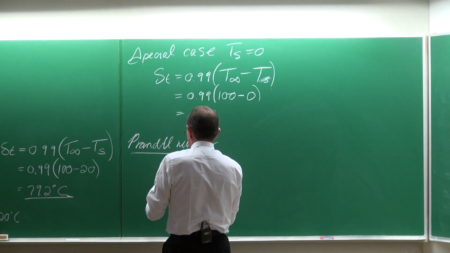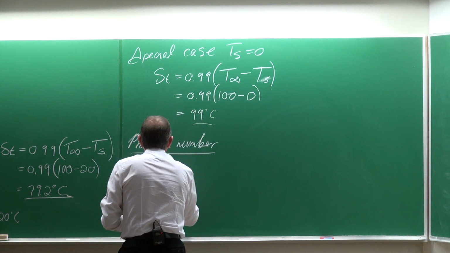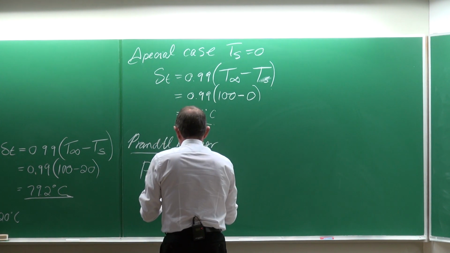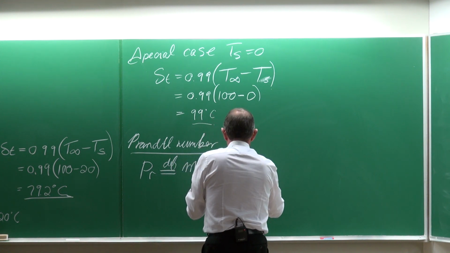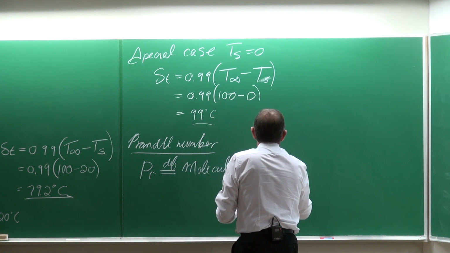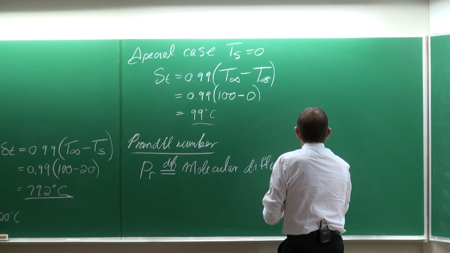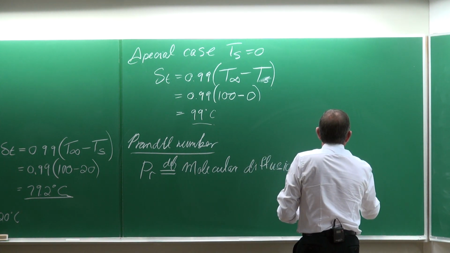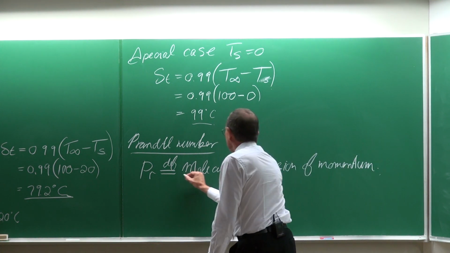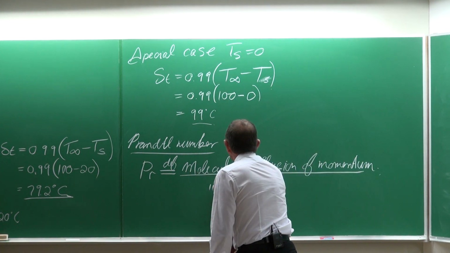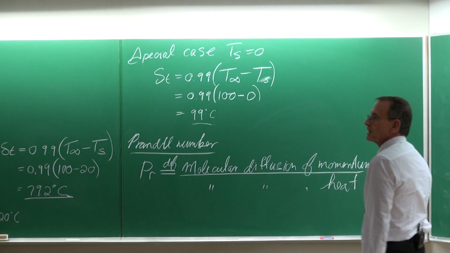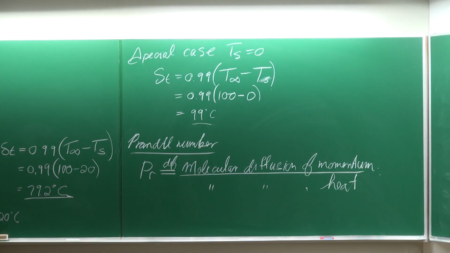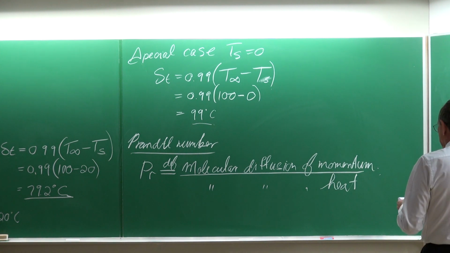Prandtl number? The Prandtl number, per definition, is the molecular diffusion of momentum divided by the molecular diffusion of heat. The ratio of the molecular diffusion of momentum divided by the molecular diffusion of heat.